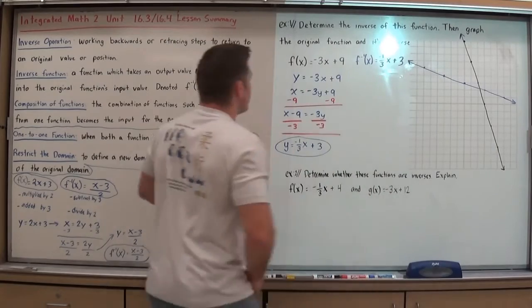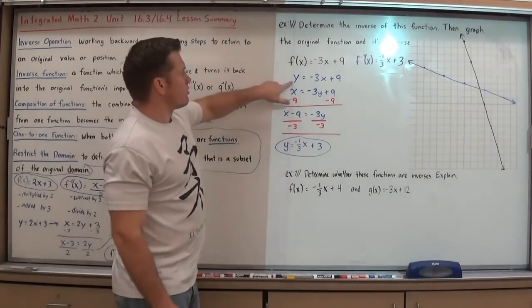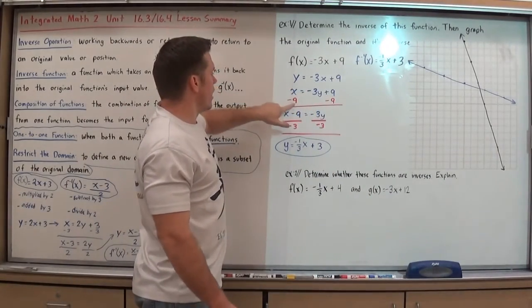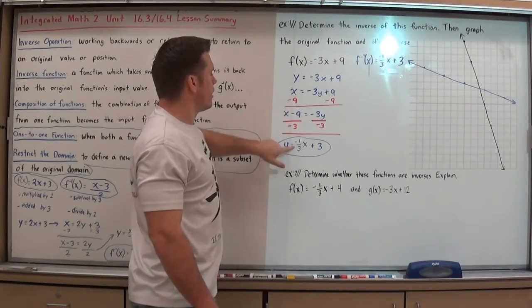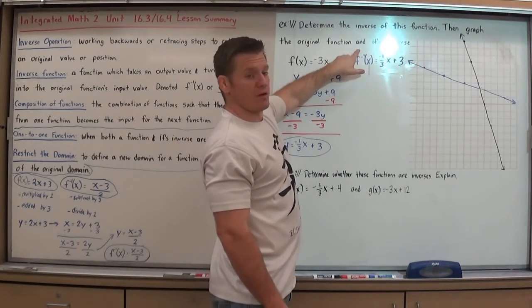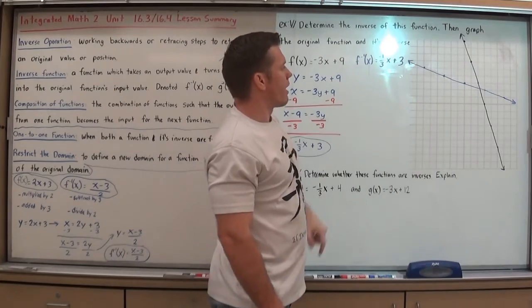And there we go. So again, the process, I changed the position of x and y, and then I solved for y, created the inverse function, wrote it in the inverse function notation, and then I graphed it.